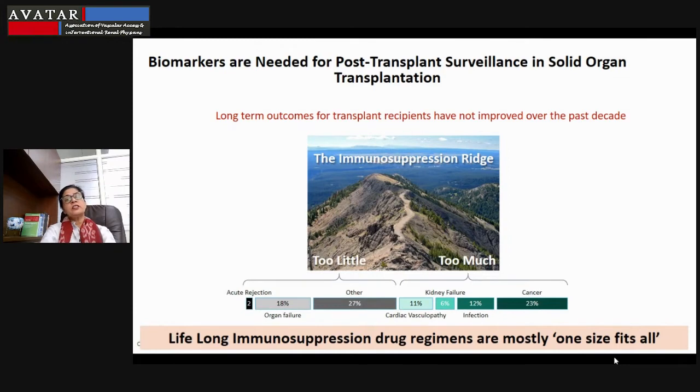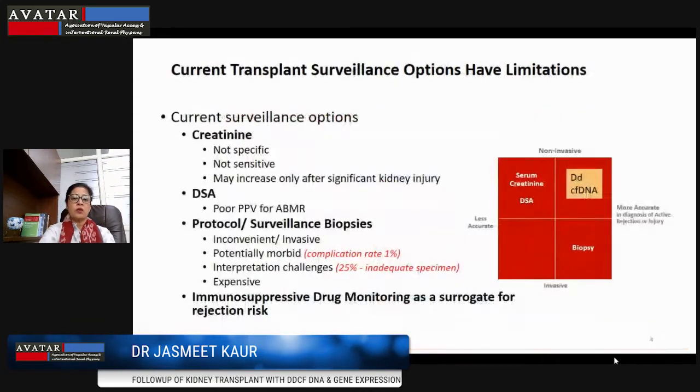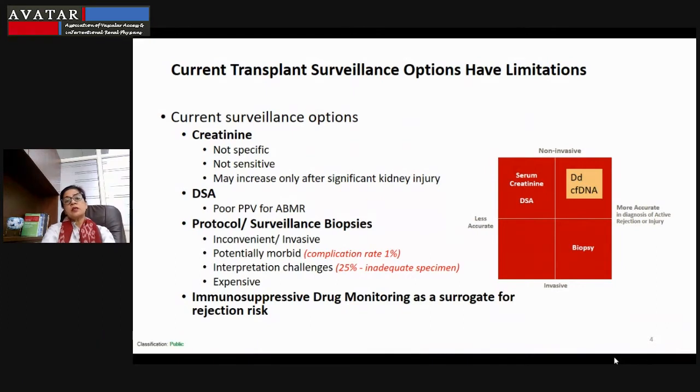Biomarkers are much needed for post transplant surveillance in solid organ transplantation. What we have now is lifelong immune suppression drug regimes, which are mostly one size fits all. The current transplant surveillance options available to us have limitations.